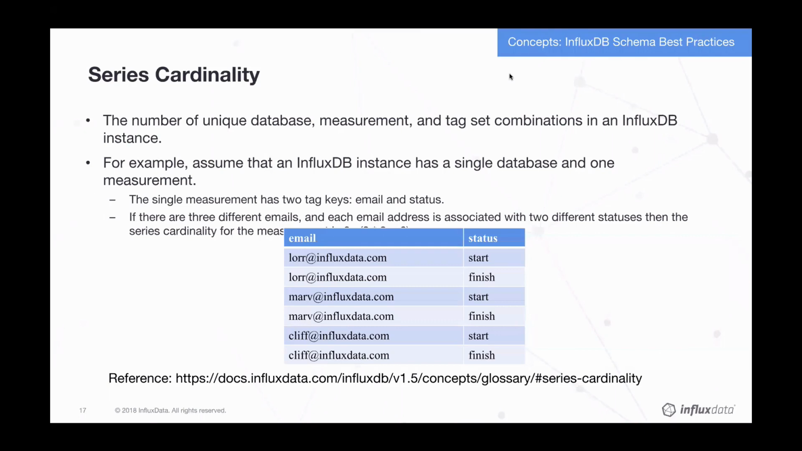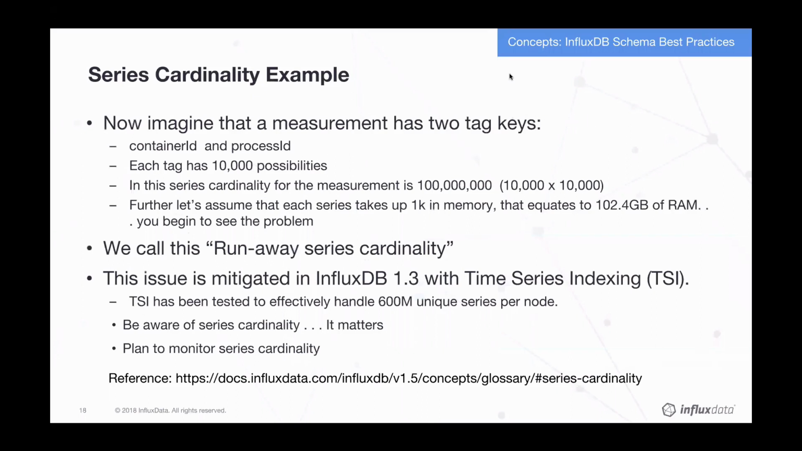And this doesn't really mean much right now because you're like, series cardinality is 6, that can't be a problem. But let's look at this real life example. Let's say that I have 2 tag keys, container ID and process ID. And for each of these tags, I have 10,000 possibilities. Well, now if we multiply all of my possibilities together, you can see that if I were to assume that each series takes up about 1 kilobyte of memory, then I'm really quickly running out of RAM.